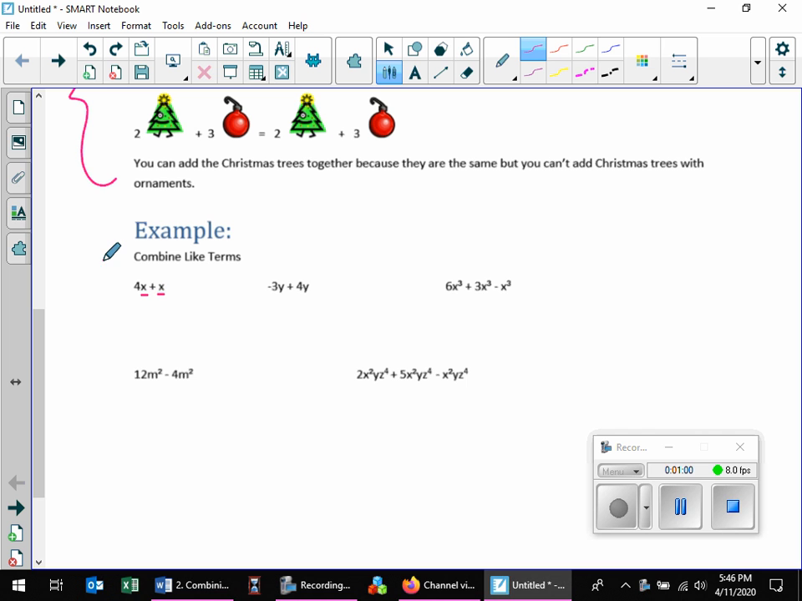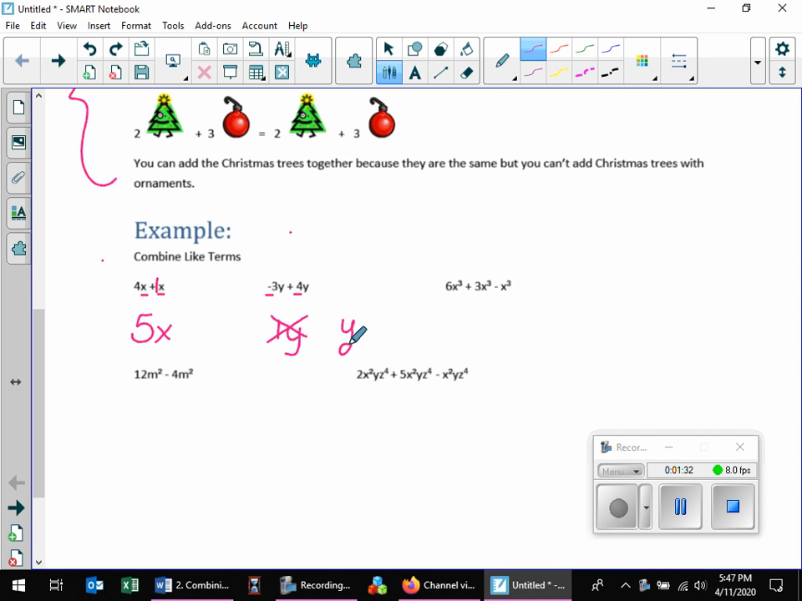So I have a 4x plus x. We know that has the invisible number 1 there. So 4 plus 1 is 5, so I have 5 x's. That's as easy as it goes. So we have a -3 and we have a +4. Both are y's, so I know I can combine them. -3 plus 4 is going to give me a +1y. Now I don't have to write that 1, because usually we don't. We just write the letter y instead.